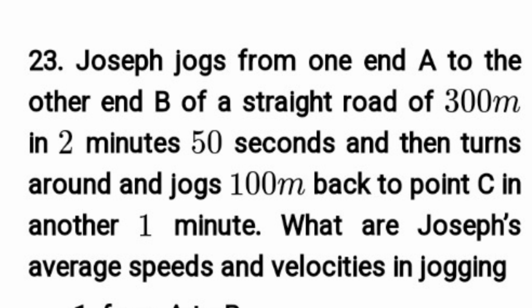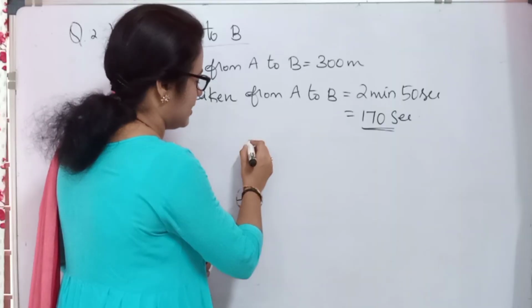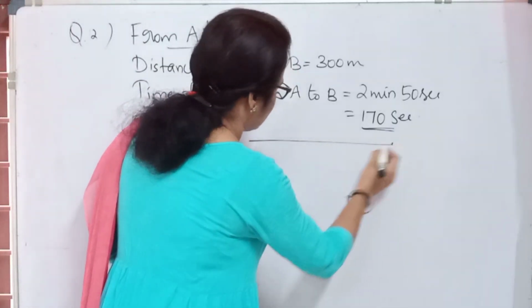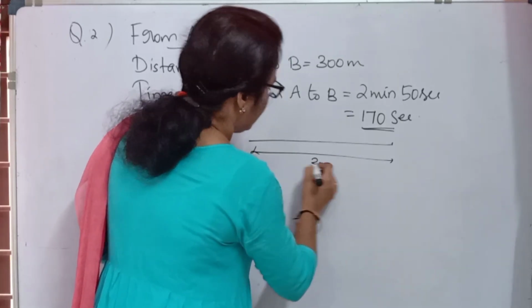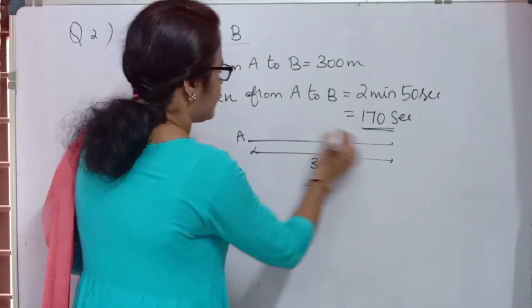So, in the question, what are the things given? Joseph is jogging from one end A to the other end B of a straight 300-meter road. A straight 300-meter road is there, from A to B. So we can just show that this is a straight 300-meter road. This is 300 meters, and here we have the points A and B.